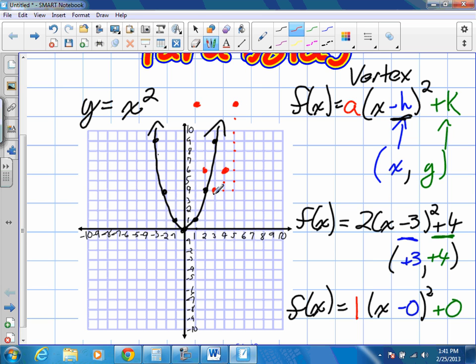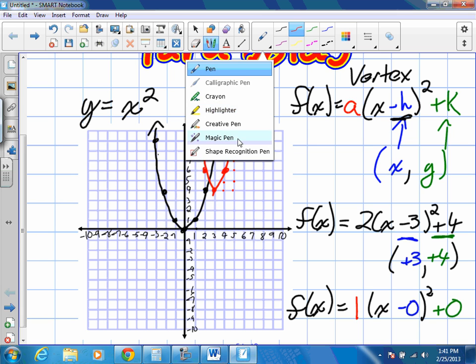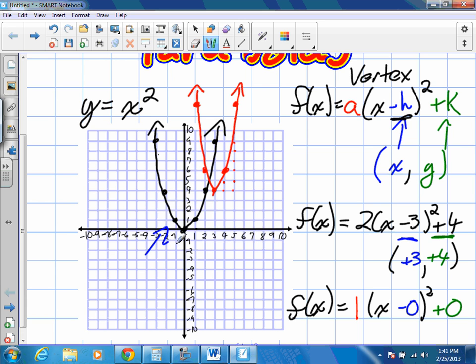So when I go to graph this one, how would you describe this in relation to the first black parabola we drew? It's been stretched, or it's thinner than before. And we know that's correct because the a value is greater than 1. Therefore, it should be stretched. Okay? So let's try this now.